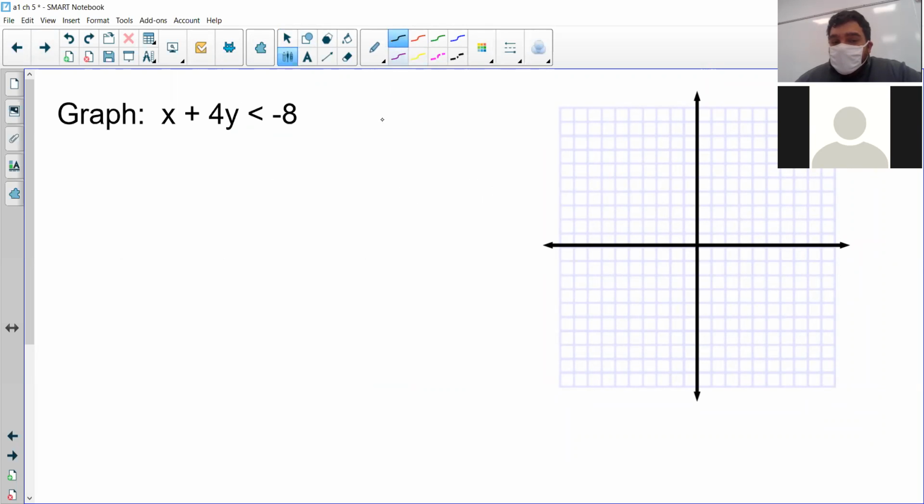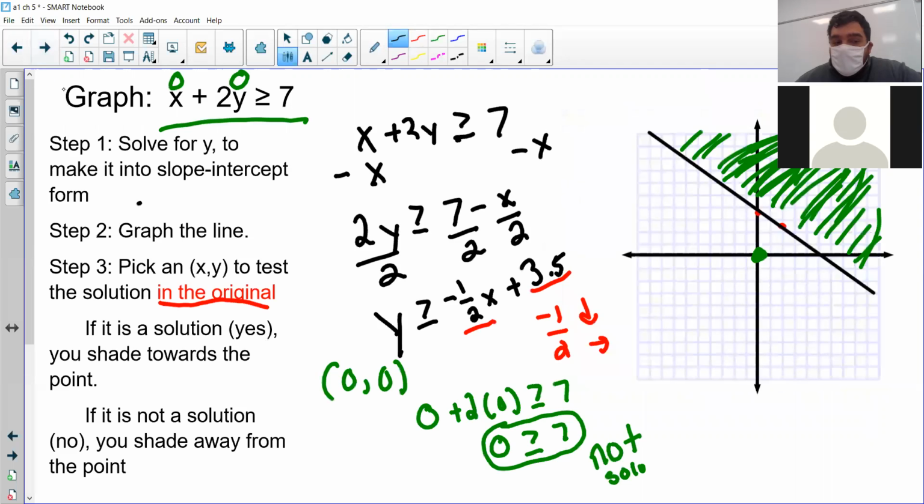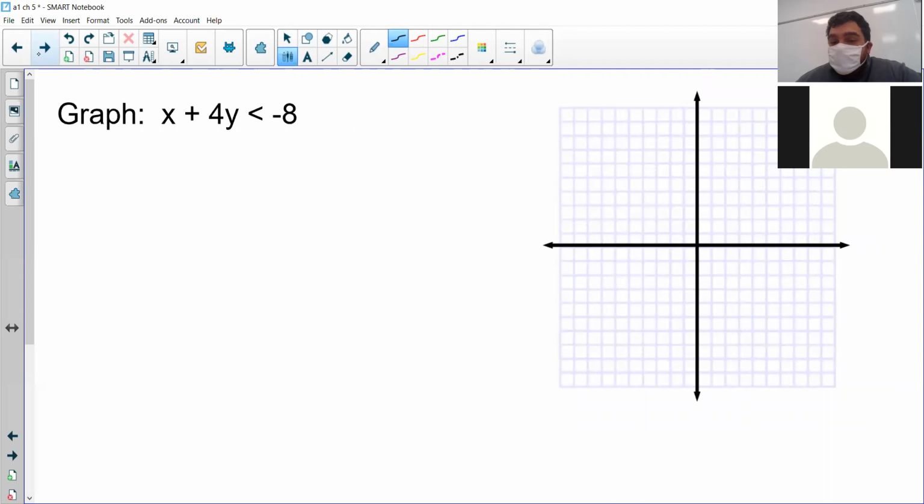So step 1. Wait, can you go back? I couldn't write the thing. I was getting my notebook. All right, just take a picture. The only thing that changed is this red text right here, okay, Shane? So in step 3, just plug it into the original, okay? All right, I'm gonna go back.